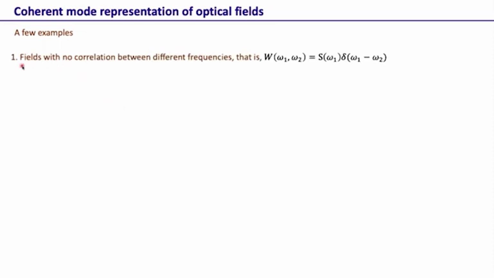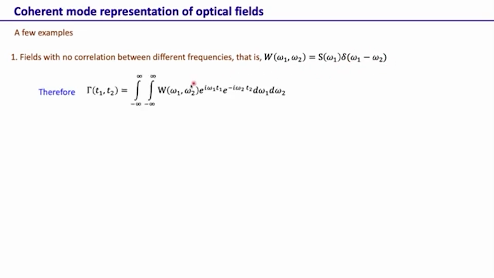So let's look at the field. The first example is a field with no correlation between different frequencies. This we saw in the context of studying the temporal coherence, and for such a field the cross spectral density function is of this form: W(omega 1, omega 2) is just S(omega 1) delta(omega 1 minus omega 2). This delta ensures that there is no correlation between different frequency components, because as soon as omega 2 is different than omega 1, this quantity is 0.